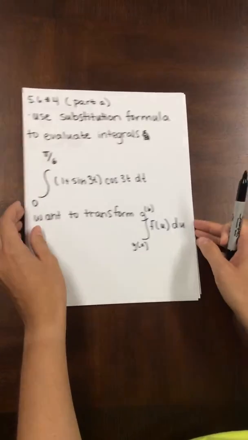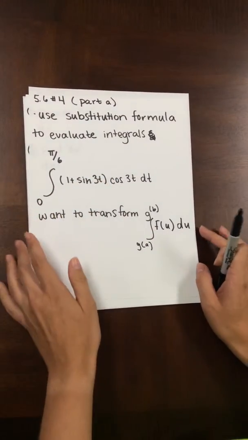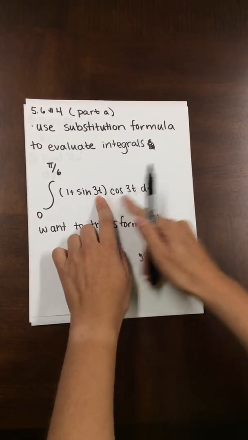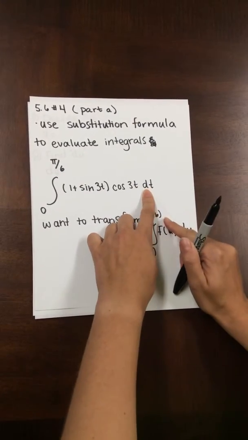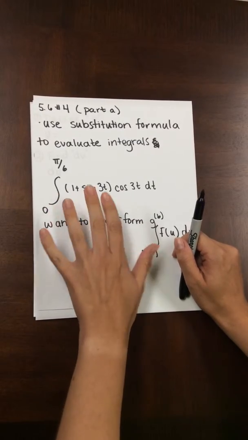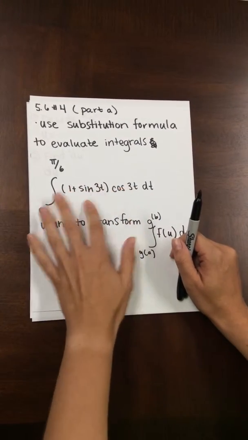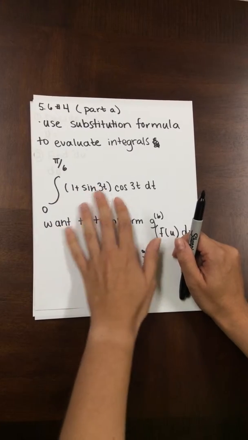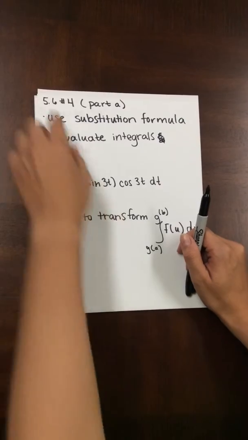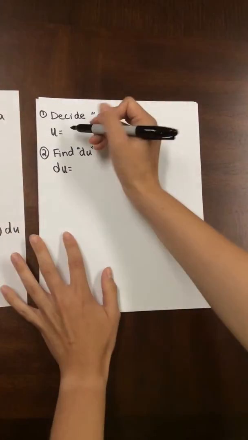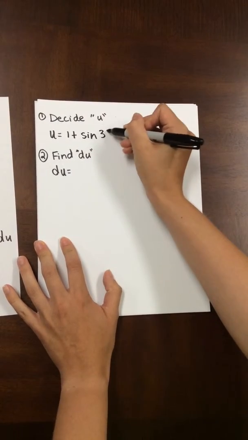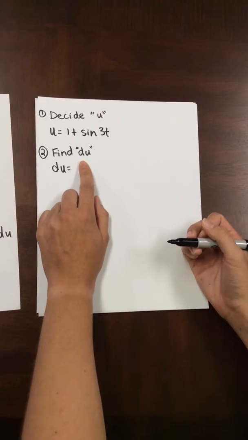When looking for a substitution, you want to look at each part. I broke it up into two parts, the 1 plus sine 3t and the cosine 3t dt. Usually I pick the one that's not connected to the dt, and in my head I find the derivative of it. If the derivative is similar to the other part, then I use it for u. So I'm going to pick 1 plus sine 3t for u. So my u is 1 plus sine 3t.